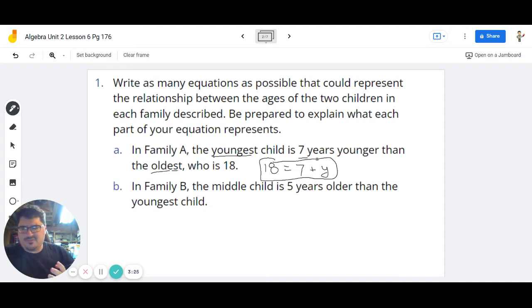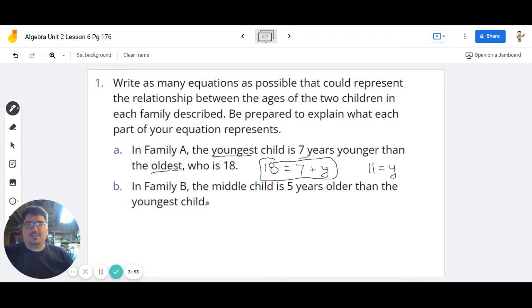If you really wanted to think about it, you could subtract 7 over and say 11 equals y. That could work. So we know the youngest child is 11 years old. That's a possibility. That's another one. You could also say 18 minus y. 18 minus the youngest is going to give us 7 years, or the difference between the ages of the 18-year-old and the youngest is 7 years. That makes sense. We're going to move on to letter B here.